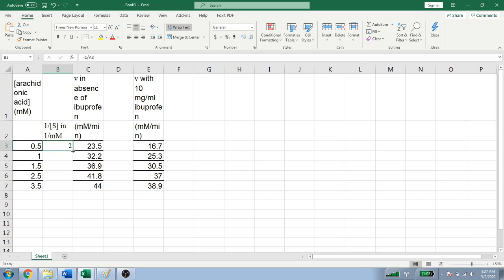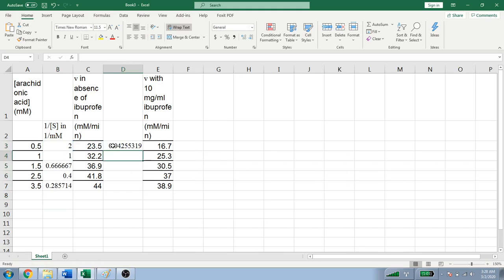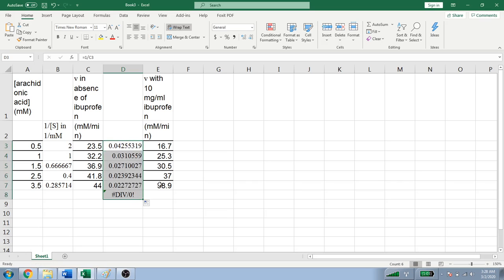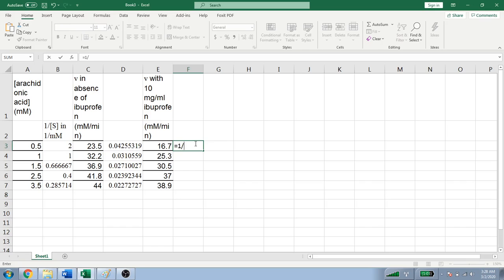Then I highlight that same cell and look for the solid square, and the cursor turns into a skinny plus sign. And I drag that data down and release. Same thing here. Equals 1 over that data, and then skinny plus sign, drag, release. Whoops, division by zero. We don't have data there. And equals 1 over, then a skinny plus sign, drag, and release.